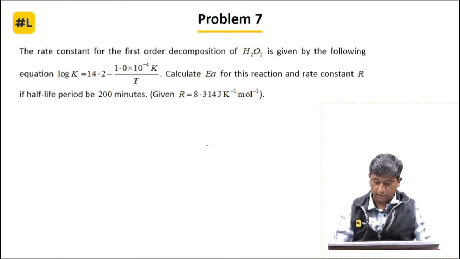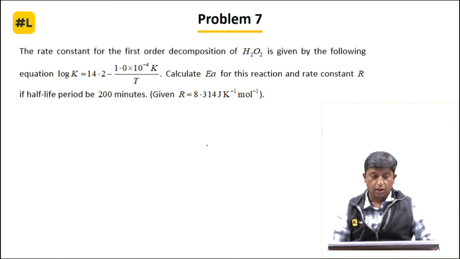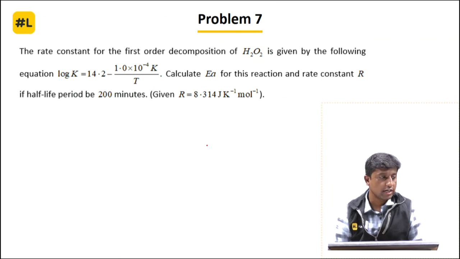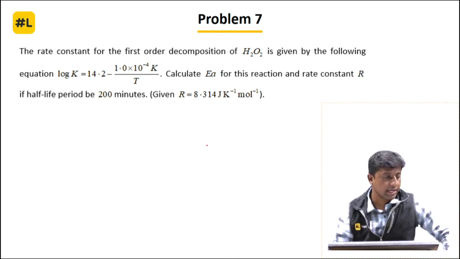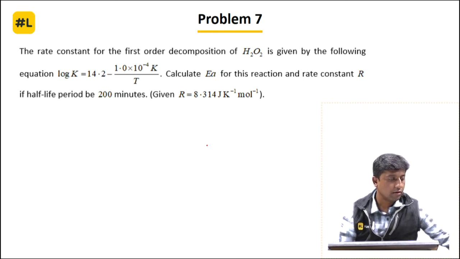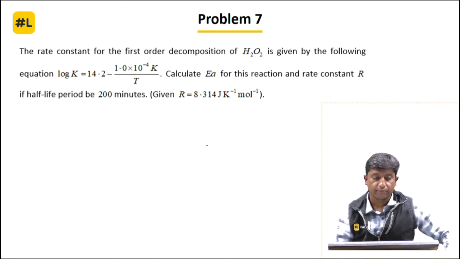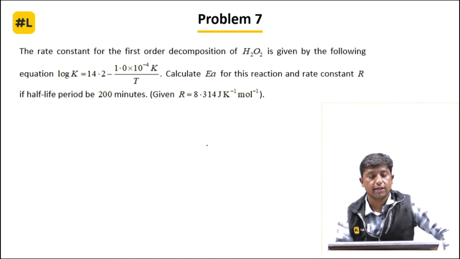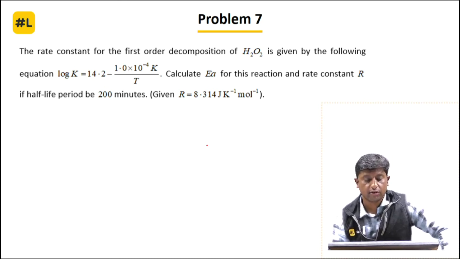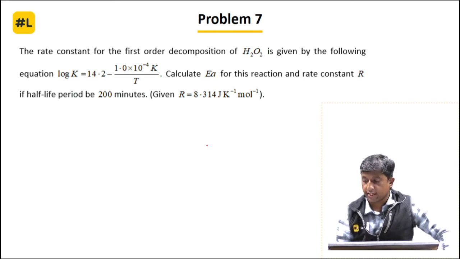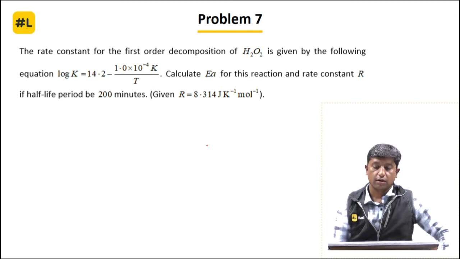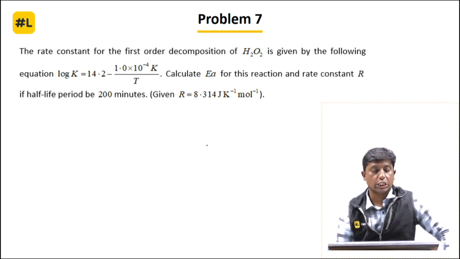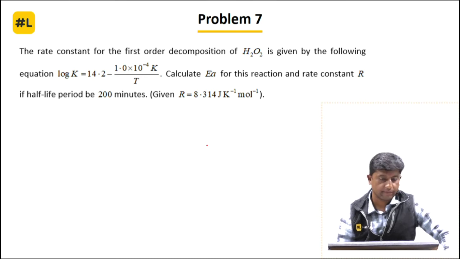Coming to the next problem. The rate constant for the first order decomposition of hydrogen peroxide is given by the equation log of k will be equal to 14.2 minus 1 into 10 power 4 divided by T. Calculate the energy of activation, and the rate constant if its half-life period is 200 minutes. This is the problem which they have given.